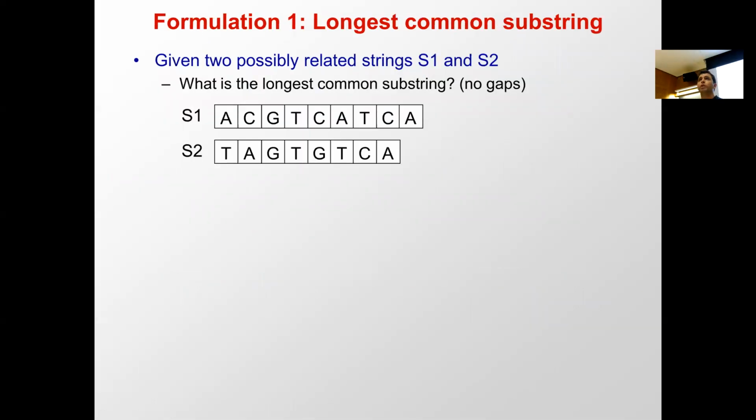So our first formulation is going to be longest common substring. Given two possibly related strings, S1 and S2, what is the longest common substring? That's the longest set of contiguous characters without any gaps. So how long is the longest common substring? Let me hear some suggestions. Who says 1? Who says 2? Who says 3? Good, very good. Who says 4? Very good.